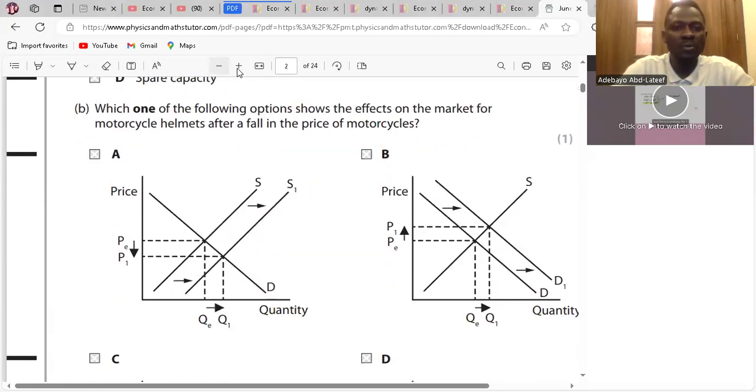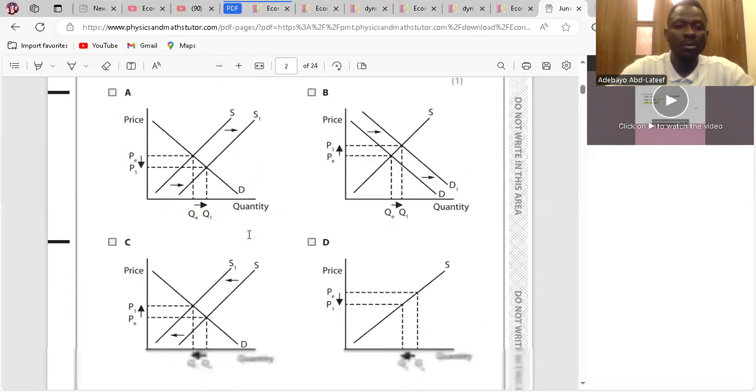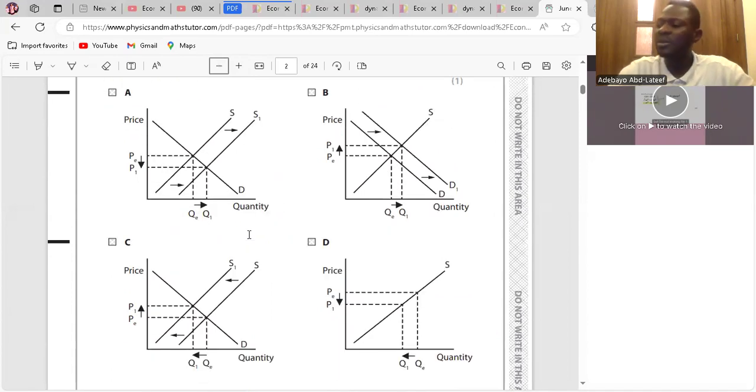Which one of the following options shows the effects on the market for motorcycle helmets after a fall in the price of motorcycles? Motorcycles use helmets, which makes helmet a complementary good. Do you get the point there? So yes. That means the price of a complementary good could be a factor that could shift the demand curve. Are you with me? Yes. So I've said 2 things here.